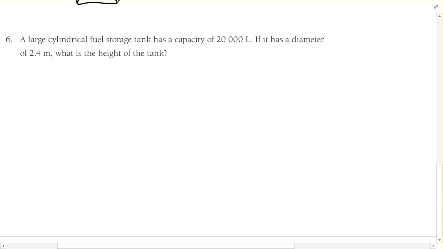Okay, number 6. A large cylindrical fuel storage tank has a capacity of this many liters. If it has a diameter of 2.4 meters, what is the height of the tank? So this one's going to be similar. Let's change liters into centimeters cubed first. So we need to multiply this, even though it's a big number, by 1,000. That would be just 3 more zeros. That many centimeters cubed.